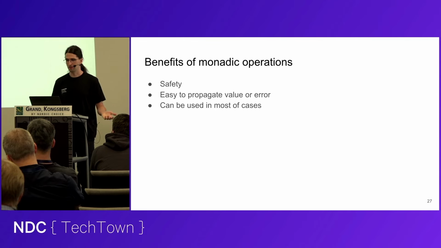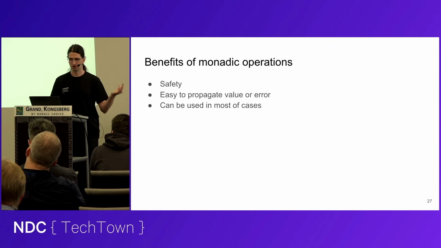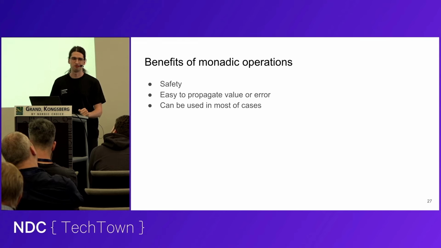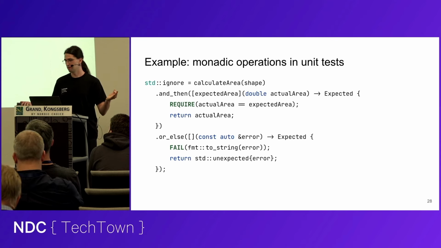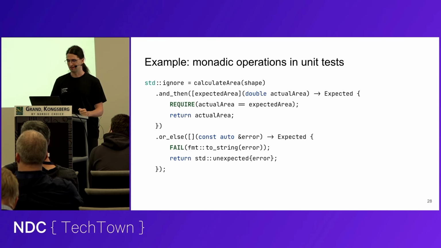The benefits we have, I just put them one more time. It's safety, it's easy to propagate either a value or an error, and it can be used in most of the cases. Pretty much 95% of use cases will probably be covered by monadic operations. However, okay, that's another example I have. You can use even monadic operations in unit tests if you want. You can use it this way. That's a very funny example.